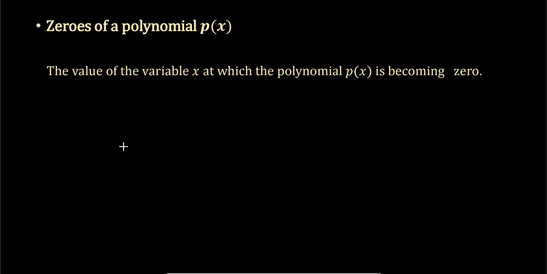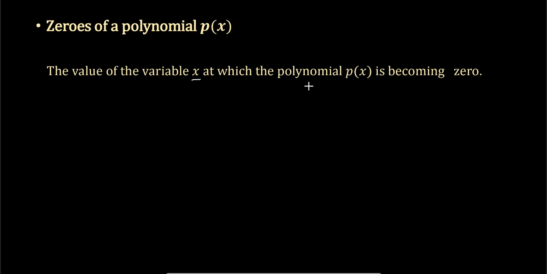Next topic we are going to study is zeros of a polynomial p(x). So what it says is the value of a variable x at which the polynomial p(x) is becoming 0. So we have been given a polynomial p(x). We are interested in finding out those values of x where this polynomial is becoming 0.